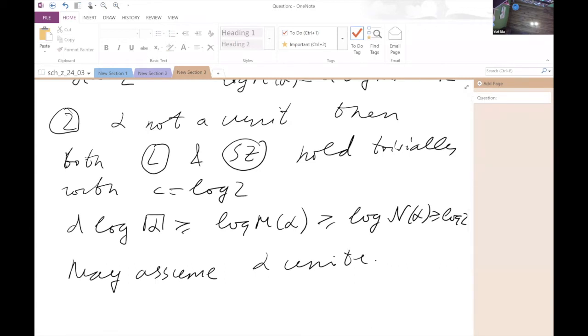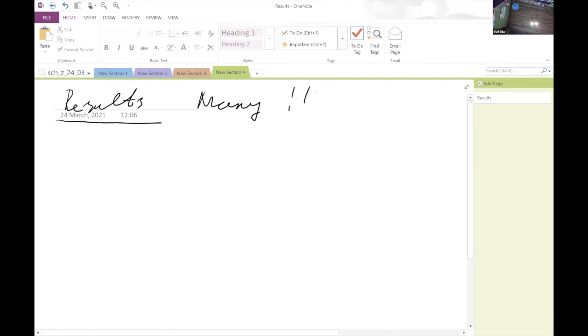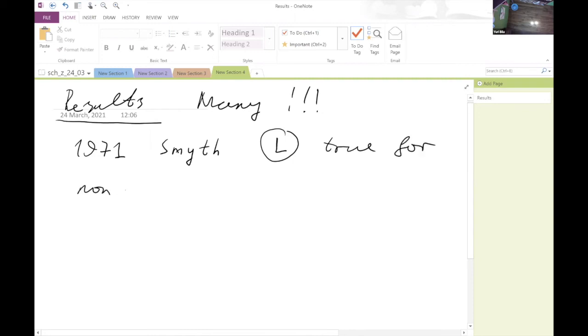Well, now let us speak about what is known. There are really many results. Already Schinzel and Zassenhaus proved something in their article. I will return to this. Now let me mention only two really key results. First, in 1971, Chris Smyth, at that time a PhD student of Cassels, proved the following: that Lehmer's conjecture is true for non-reciprocal algebraic integers.